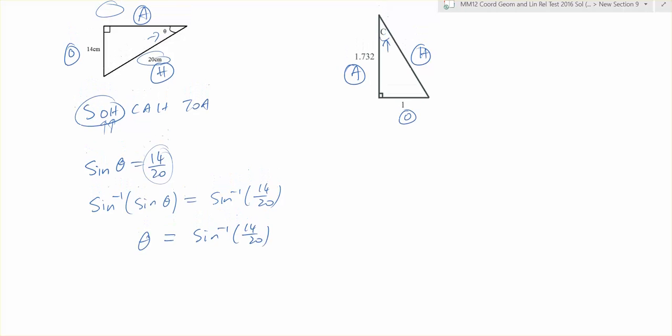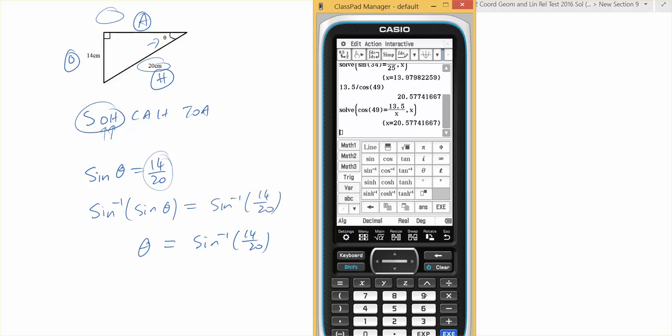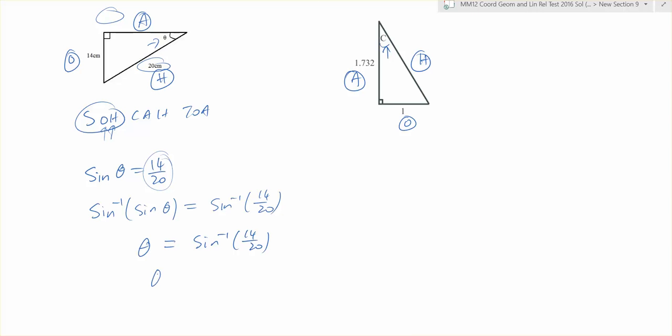And again, this is a calculator exercise. We can use our CAS to figure this out. Now, inverse sine is the sine symbol with the -1 next to it. So I press that. Again, I need to make sure I'm in degree mode, which I am, which is fine. Divided by 20 to get my angle. And my angle is 44.43, rounded to 2 decimal places. So theta equals 44.43 degrees, rounded to 2 decimal places, and that's your answer.